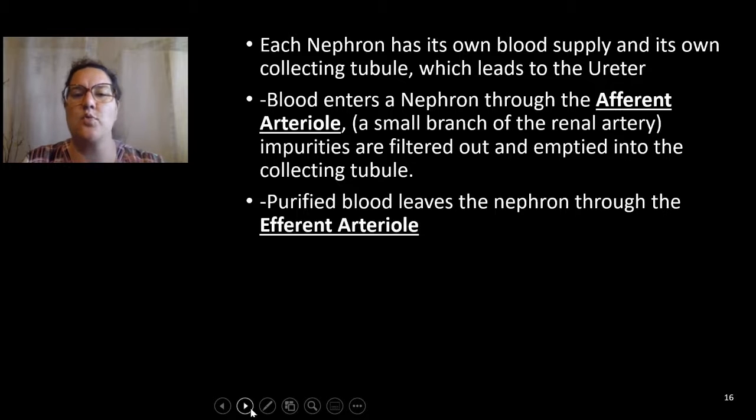Each nephron has its own unique blood supply and its own collecting tubule, which leads to the ureter. Blood is going to enter the nephron through the afferent arteriole, a small branch of the renal artery. So the renal artery is going to branch off into different arterioles, and each nephron has its own. Impurities are then going to be filtered out and emptied into the collecting tubule. The purified blood is then going to leave the nephron through the efferent arteriole.